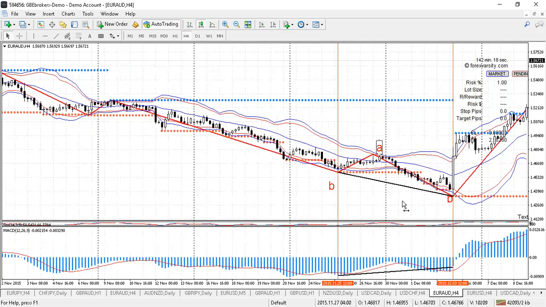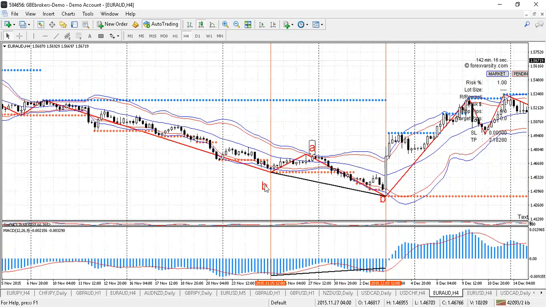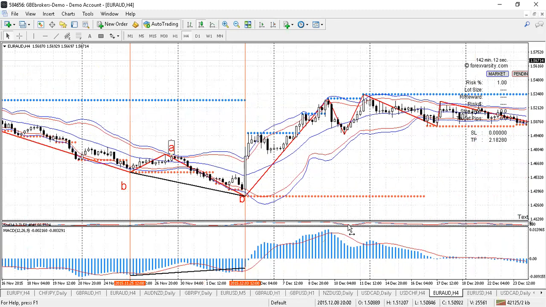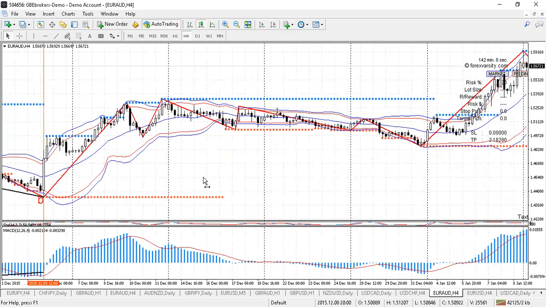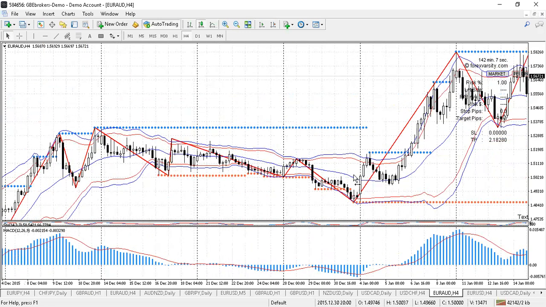You can see basically what happened. We had the divergence there, from B to B is sloping down, the MACD is sloping up, and then price ended up going up. So I'll try and find a couple more examples for you.